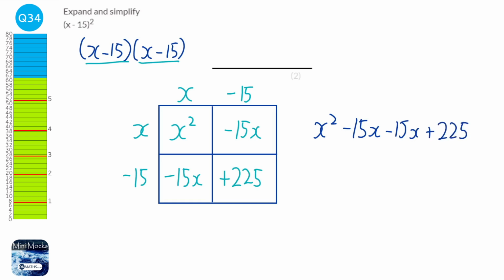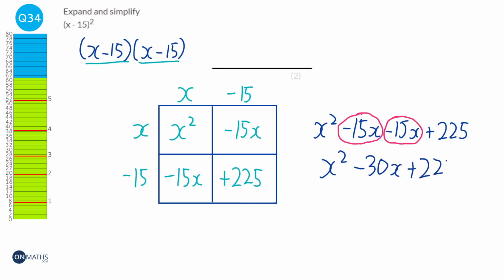Now you can see here that we've got the x terms that will add together. So that would become minus 30x plus 225, and that's actually our answer. So it's x squared minus 30x plus 225.